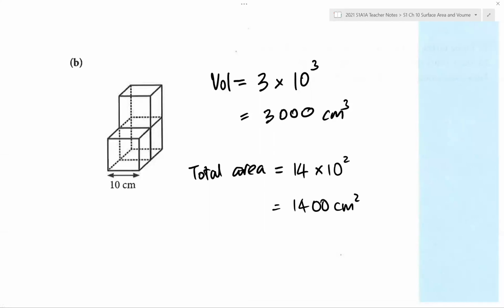Can this be applied to the previous question? Yes, go and count. Go and count how many squares altogether. 1, 2, 3, 4, 5, 6, 7, 8, 9, 10, 11, 12, 13, 14. 14 squares altogether also.